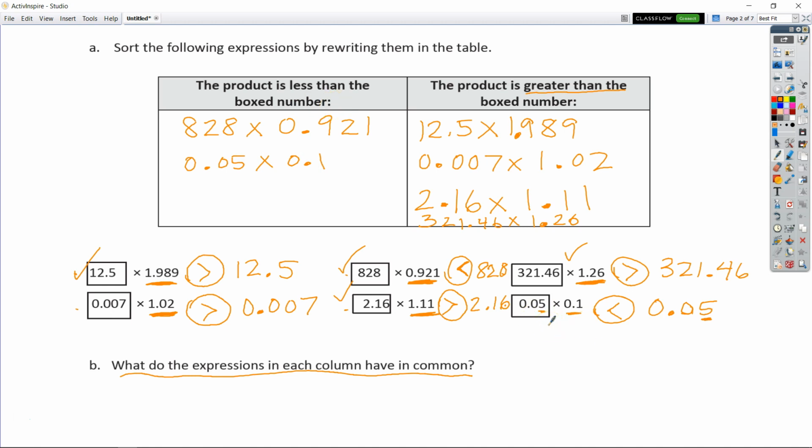All right, and it says, what do the expressions in each column have in common? The products that are less than the box number have a scaling factor that's less than 1, and vice versa. The expressions that are in the greater than section, where the product is greater than the box number, have a scaling factor that's greater than 1. Okay, let's go ahead and move on.